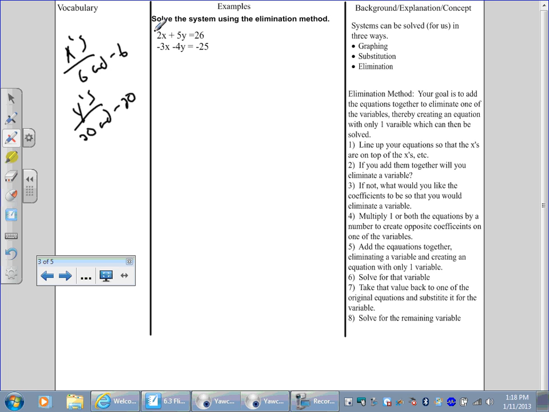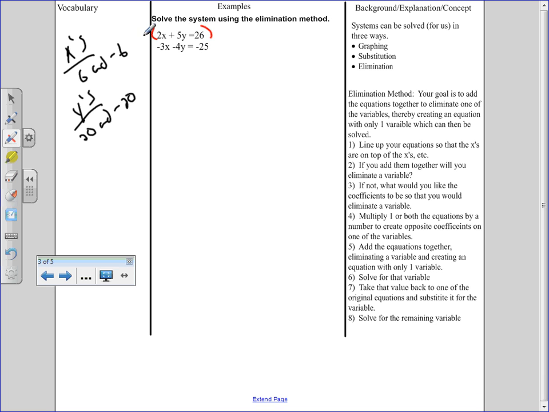So what do I have to do? Well, let's multiply the entire first equation by 3. So that's going to give me 6x plus 15y equals 78. Had to think about that one there for a second. Now, this one, I'm going to multiply this entire equation by 2. Because remember, I want the coefficient here to be the opposite of 6. So now it's negative 6x minus 8y equals 2 times negative 25, which is negative 50.